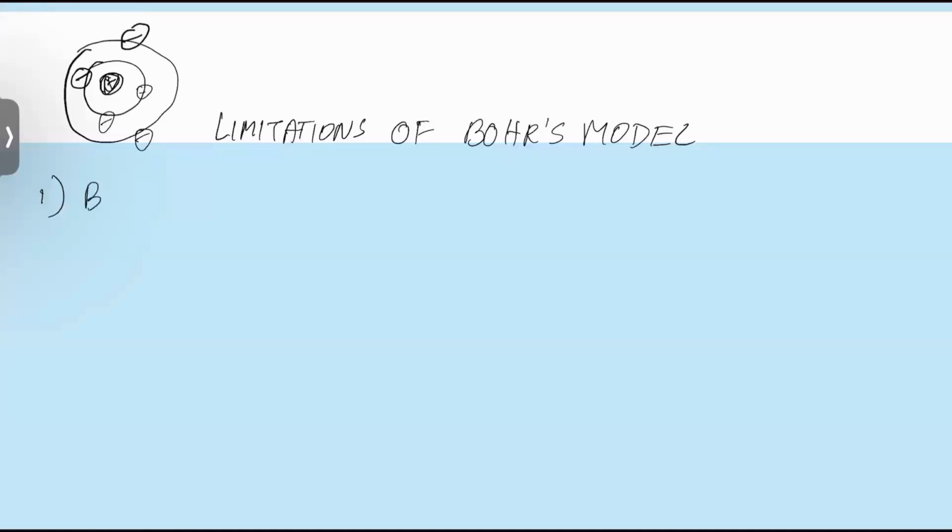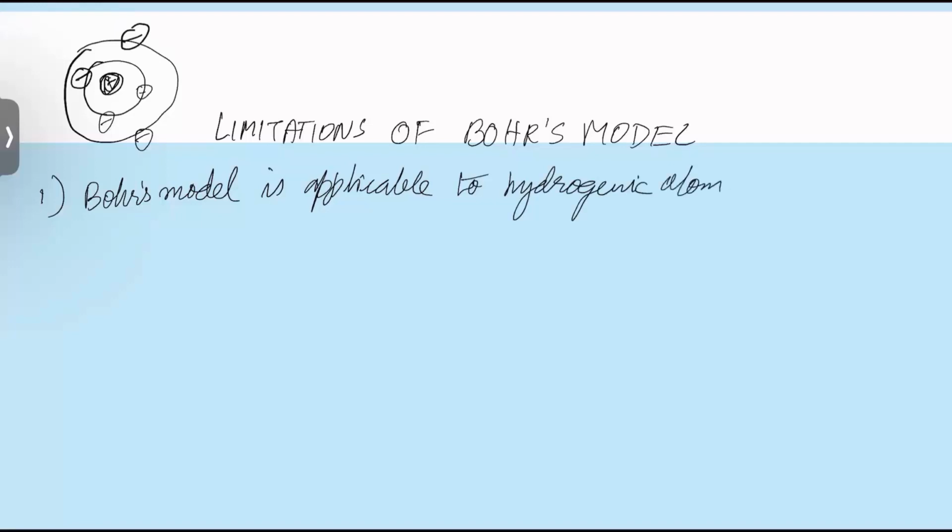So one of the limitations is that Bohr's model is applicable to hydrogenic atoms. For all other atoms it's difficult, because the electrons not only interact with the positively charged nucleus but also with other electrons. As we know later on, there are valence electrons. They can jump from one atom to another, they can form ions. So this cannot be very easily explained using the Bohr model.